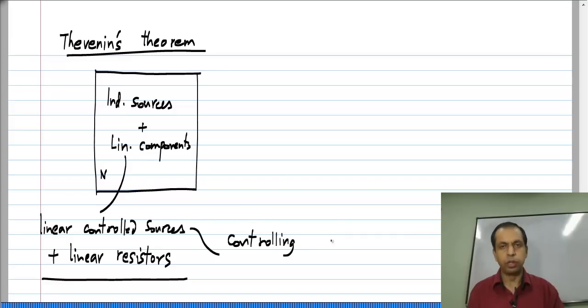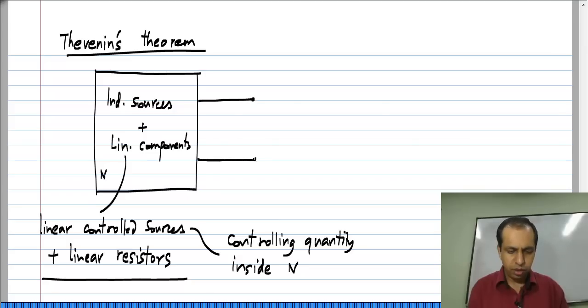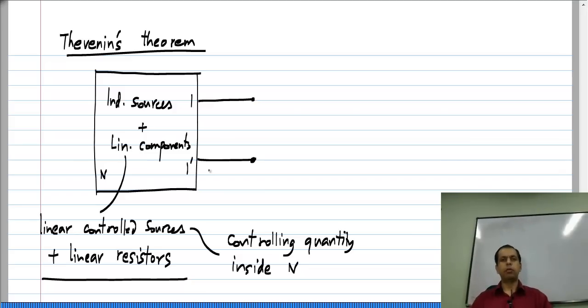The controlling quantity, whether it is voltage or current, is inside this network N, and we have two terminals available to us. Let me call this 1 and 1 prime. Now this is a common scenario. There are many cases where this happens. It could be a power supply where inside there is a complicated circuit, but you have two terminals available to you, positive and negative, or an amplifier, or many cases where there is a complicated circuit, but you can only make connections to the circuit. You cannot modify the insides of the circuit, and it is also very common to have just a pair of terminals, two terminals.